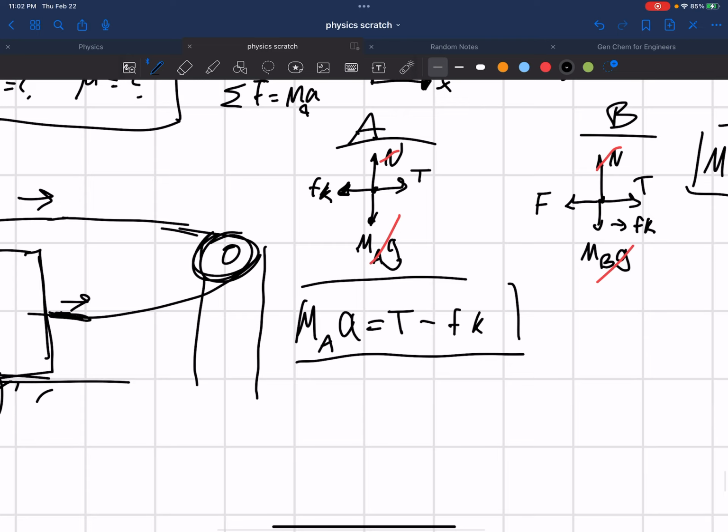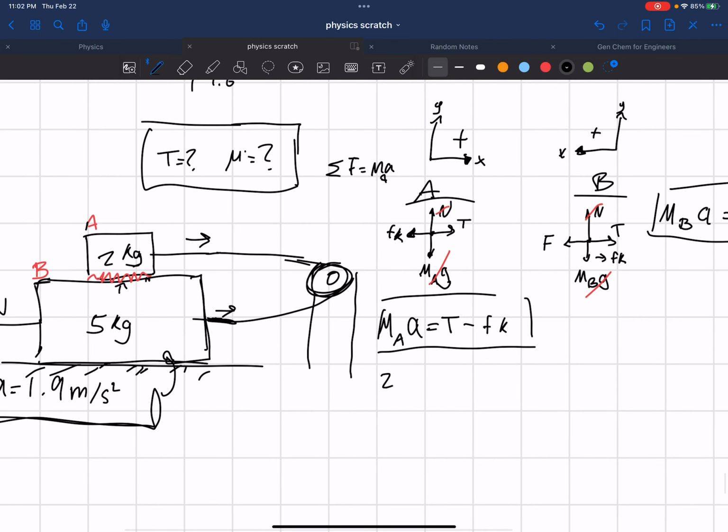So this is 2. That looks like a 2, right? 2 times 1.9 is equal to tension minus FK. Remember, we are trying to find these two things, so we don't know what those are. And that's going to be 3.8, because I've done this so many times, I already know it.